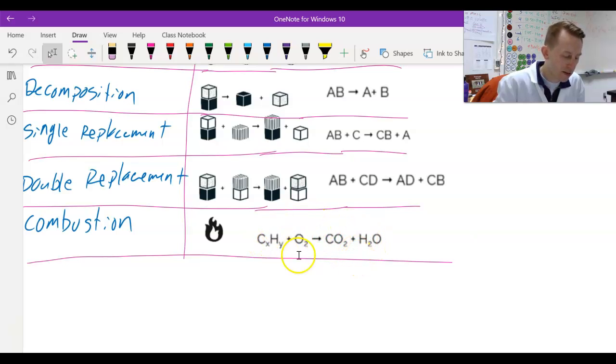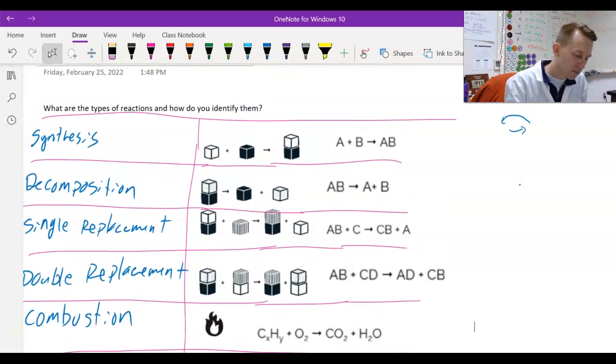So the reason why combustion is also the easiest is because it always looks the same. I don't have a generic version for this because it's always carbons, hydrogens, and oxygens reacting like this. So that's how you're going to be able to recognize combustions the easiest, because you always have O2 as a reactant and carbons and hydrogens as reactants. The only thing that will be different are the subscripts for the carbon and the hydrogen.